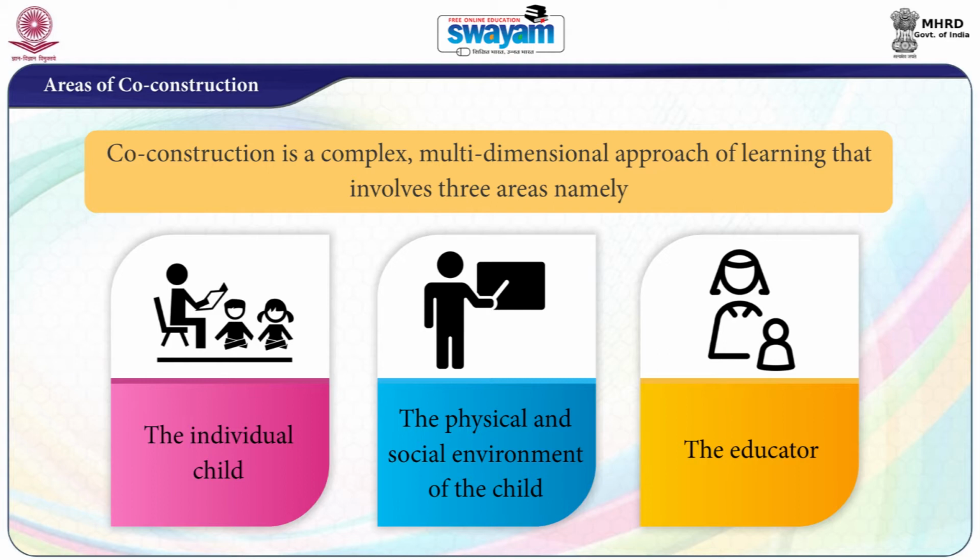The most important way by which a child learns is a construction of various understandings of a concept. That happens when the child actively tries to make sense of their experiences. Though this is a very natural phenomenon, the process of co-construction happens when children work collaboratively with the educator or with an adult or with their peer group.